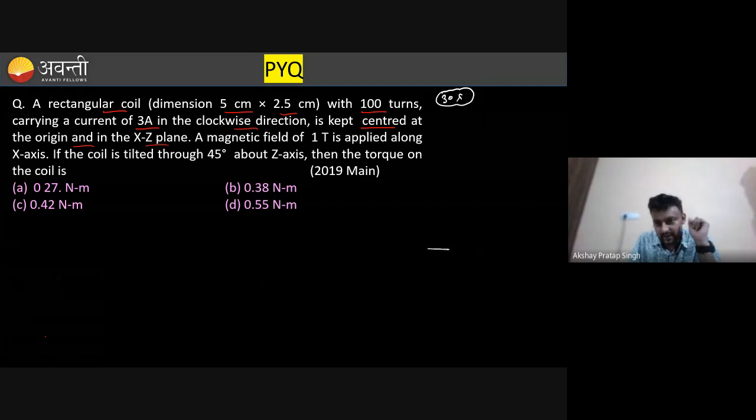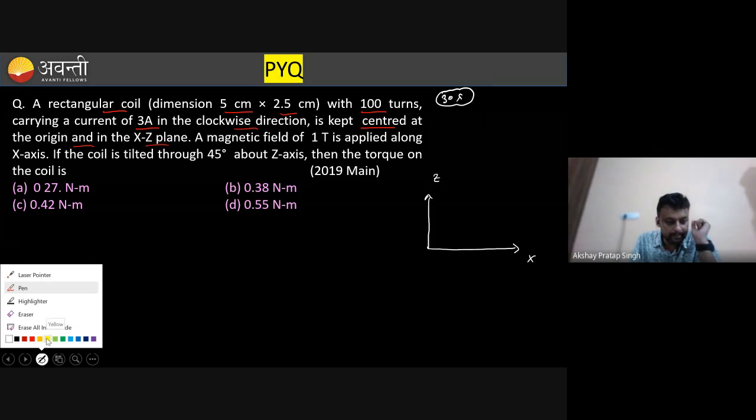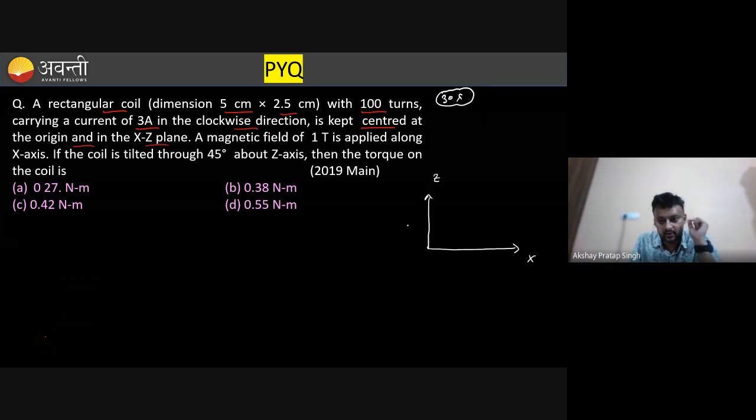Let's suppose this is our x-axis, this is our z-axis. So the y-axis is going into the plane. This is our XZ plane. And there is a rectangular coil, something like that. This is placed in the XZ plane. Now there is a magnetic field of 1 Tesla applied along the x-axis. So there is a magnetic field B, which is 1 Tesla.